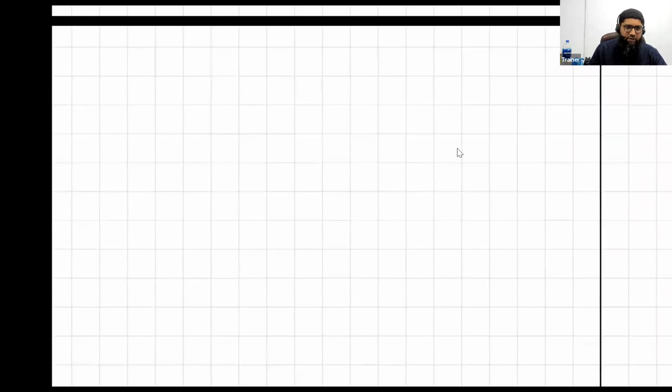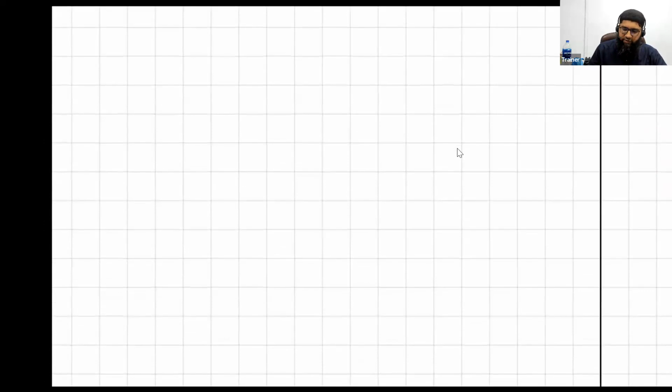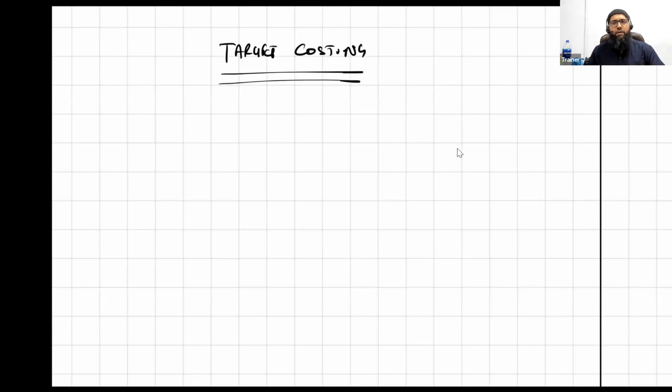So let's have a quick revision of target costing. What is it? If I talk about target costing, let me explain a few things about what target costing is all about. Generally, if we quickly recall target costing, all that you have to do is establish the selling price of the product that you are selling.